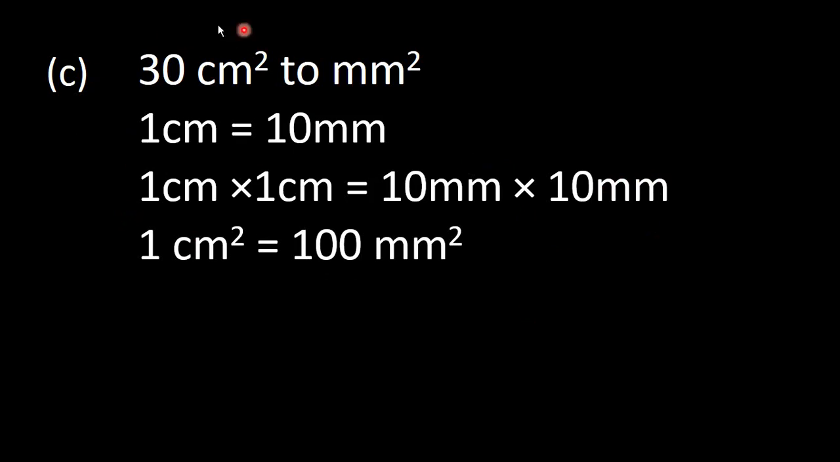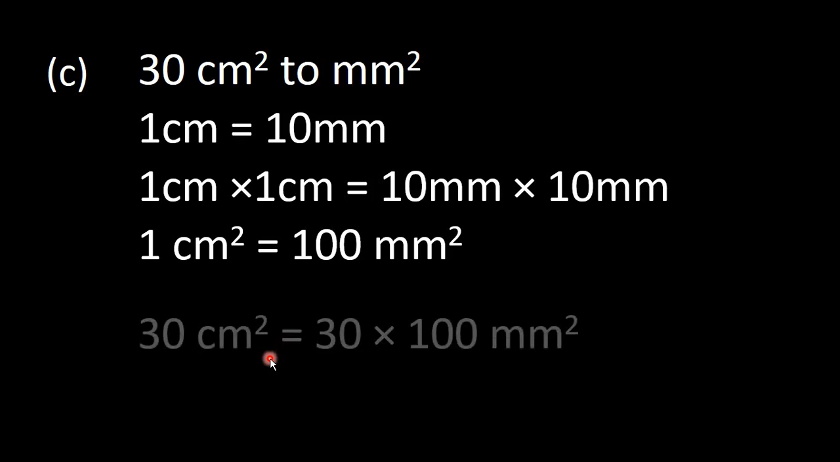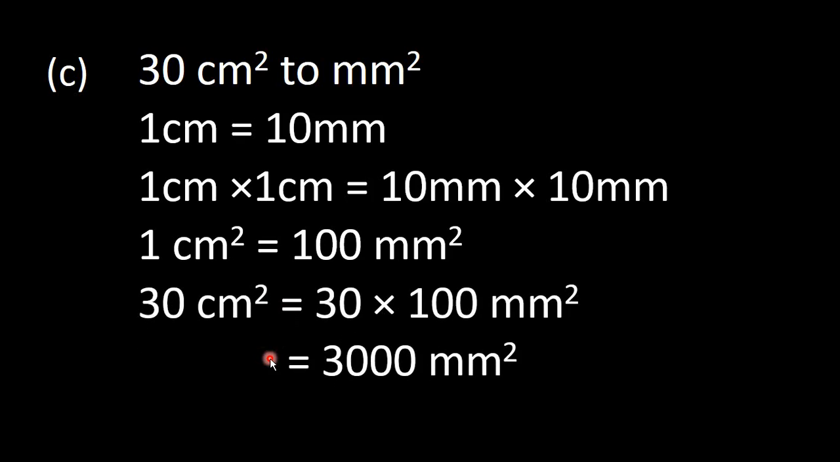But here we have 30 centimeters squared. So we shall have 30 times 100, which will give us 3,000 millimeters squared. So 30 centimeters squared is equivalent to 3,000 millimeters squared. Let's look at part D. We have 250 meters squared to kilometers squared.